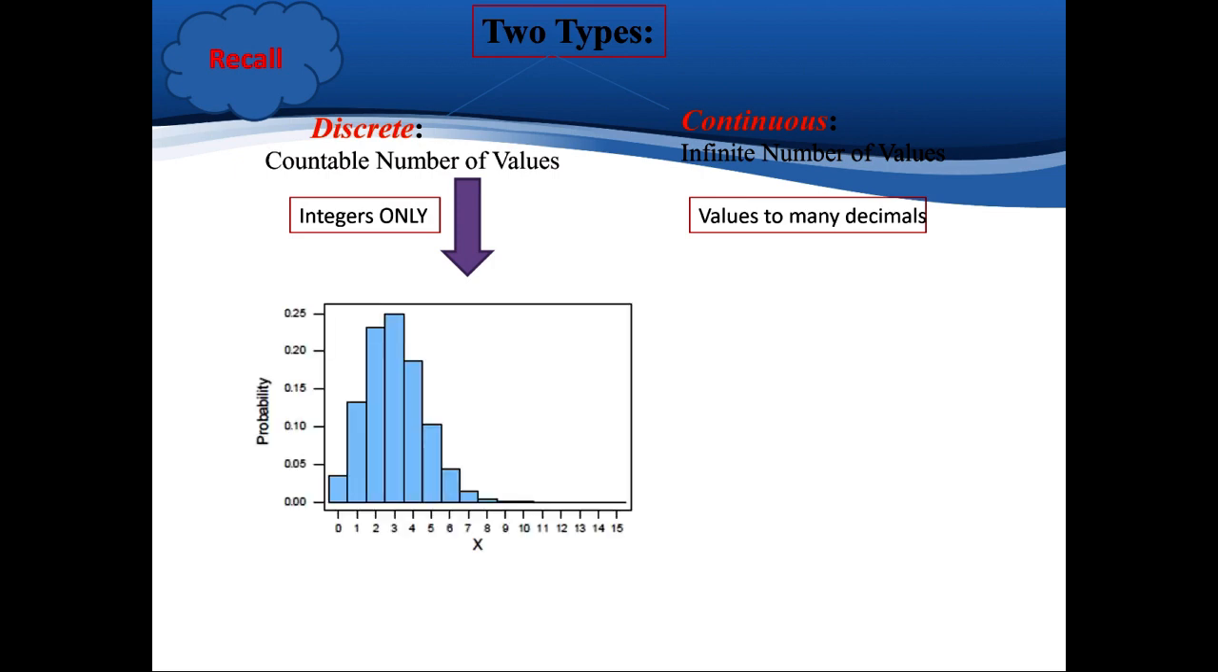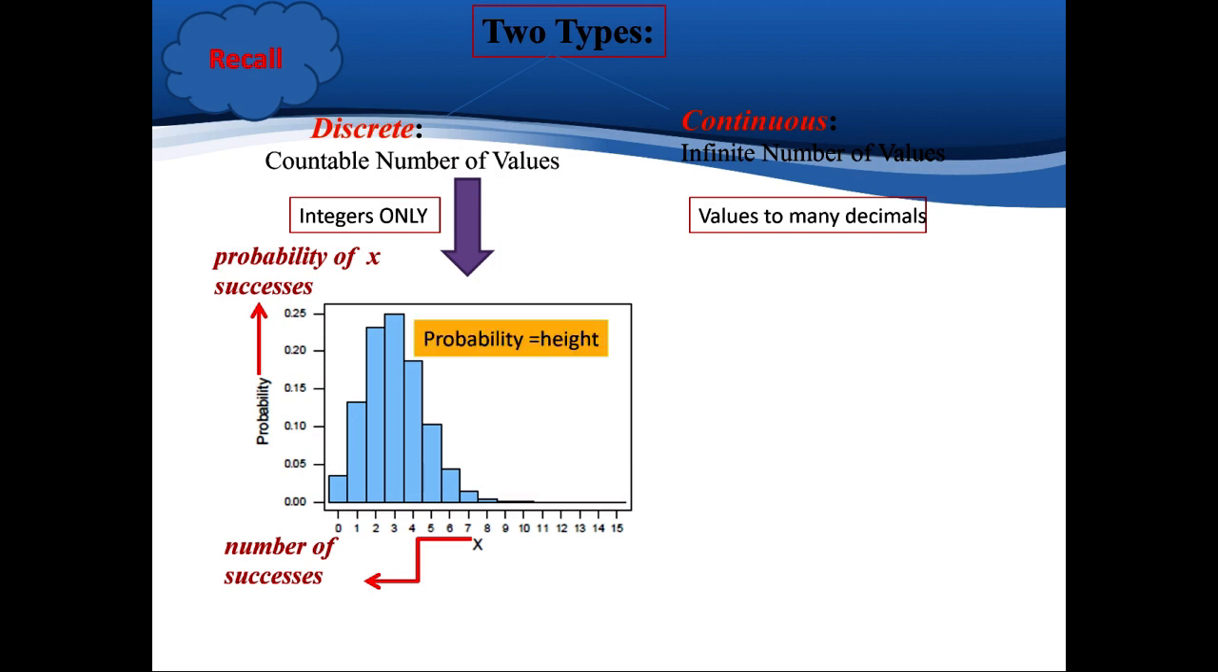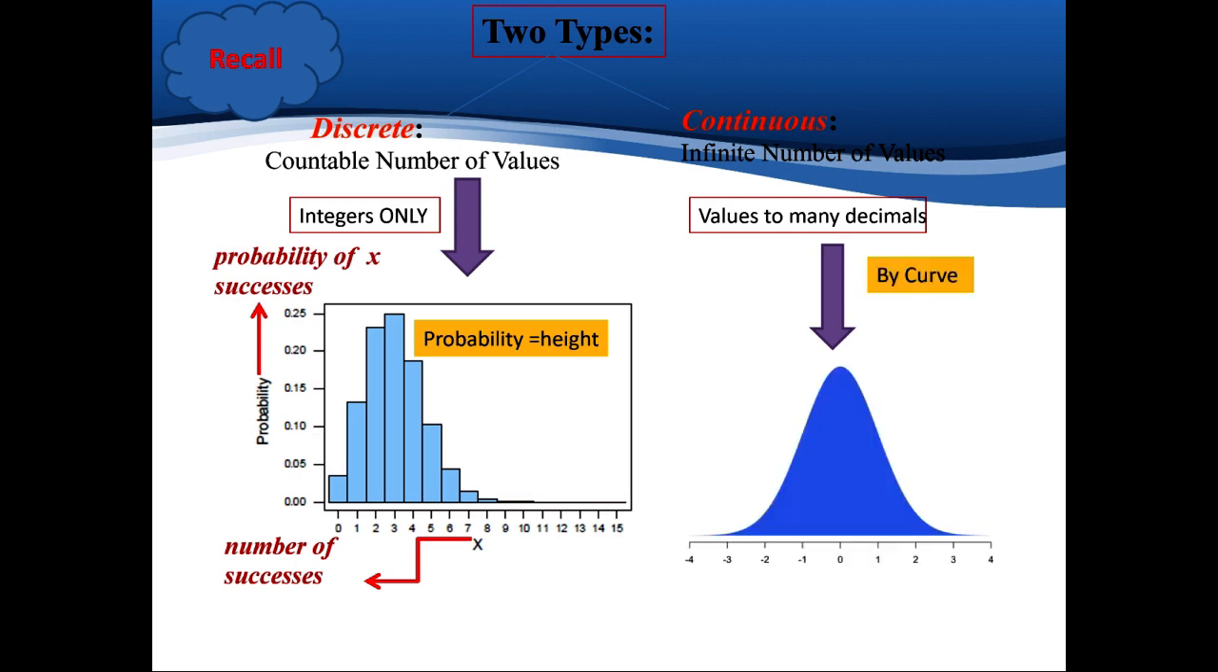One of the discrete models is the binomial distribution, with a plot as shown, where x is the number of successes and y is the corresponding probability of x successes. The height of a bar is probability. How about a continuous probability distribution then? The graphical form of the probability distribution for a continuous random variable x is a smooth curve.